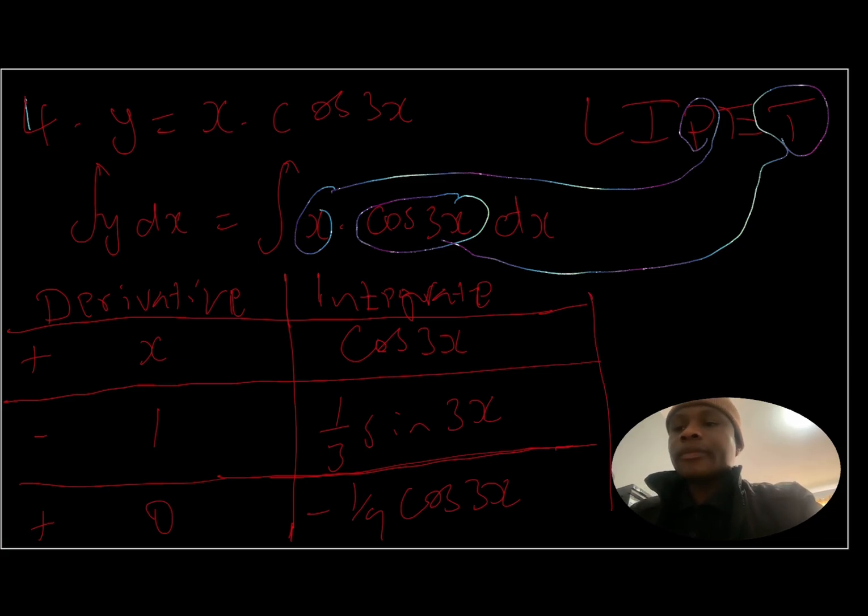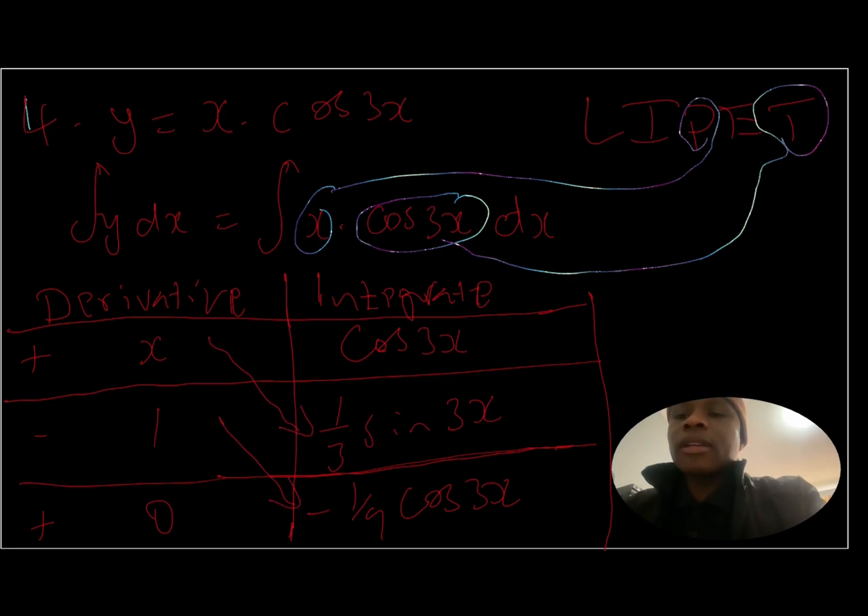Therefore, on our table we're going to cross multiply. Let us cross multiply. When we cross multiply, we're going to have something like y dx. Remember, when we're cross multiplying, we're adding. And the last term, we are integrating it.